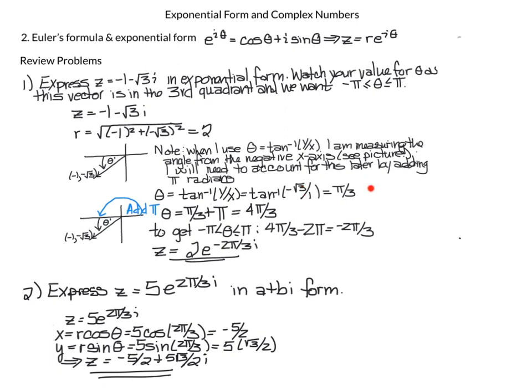You always need to do these two steps. First add the pi, and then subtract, well, often subtract 2 pi when you're in the third quadrant.